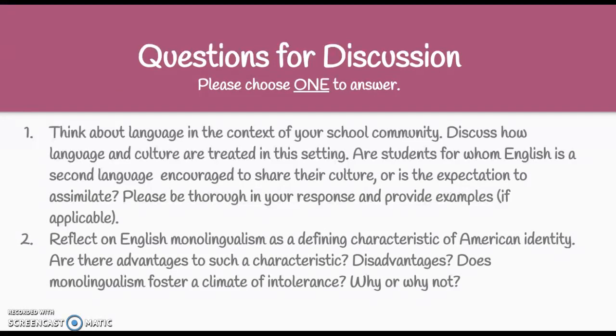And also reflect on English monolingualism as a defining characteristic of American identity. Are there advantages to such a characteristic?